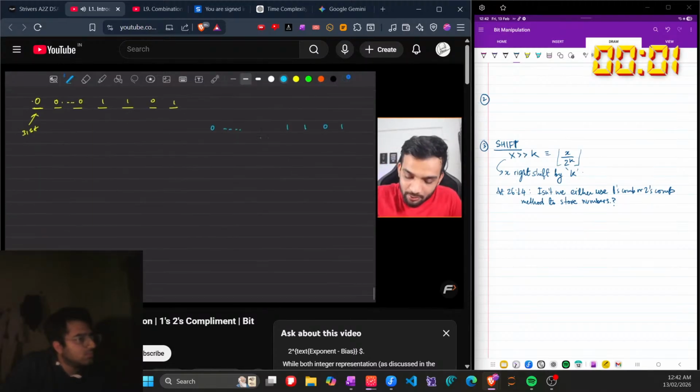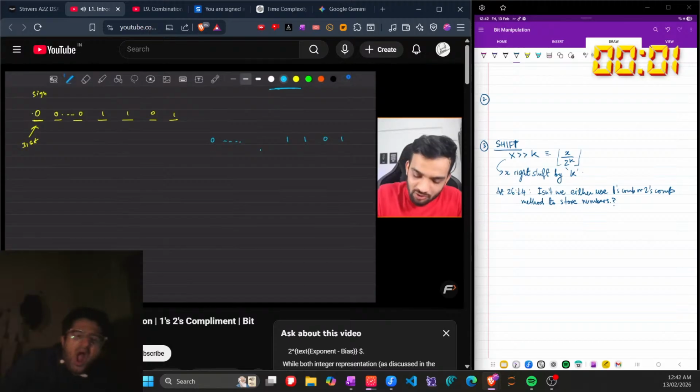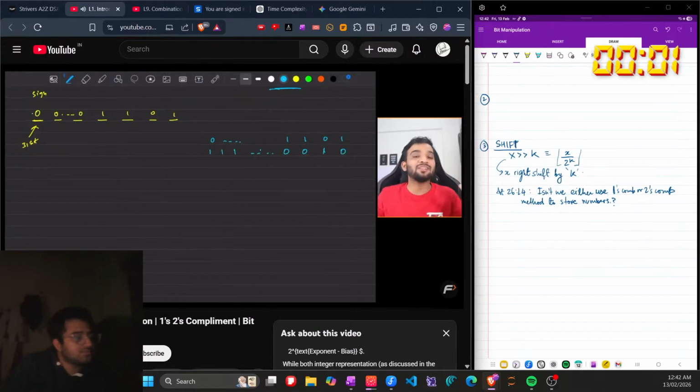So we'll be converting this into its 2's complement. What will it be? You know it. First step is 1's complement, which is flipping all the bits. It's going to be all 1's, then 0, 0, 1 and 0. So 1's complement is done. Once 1's complement is done, you add a plus 1 to it.